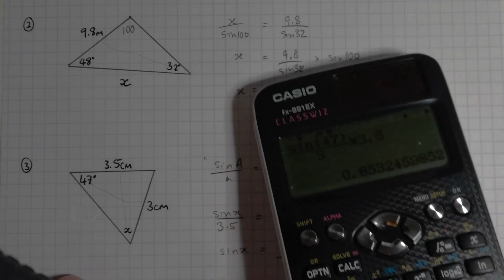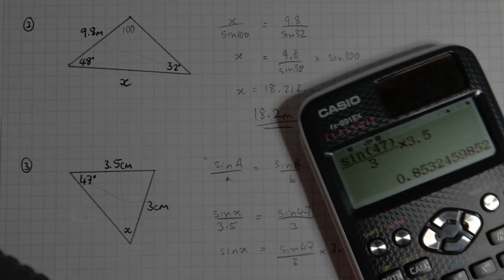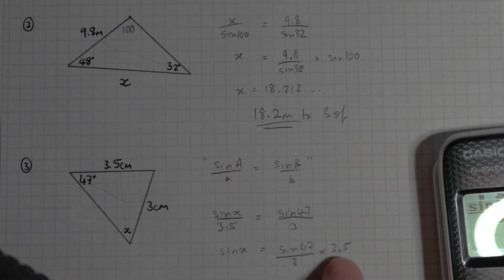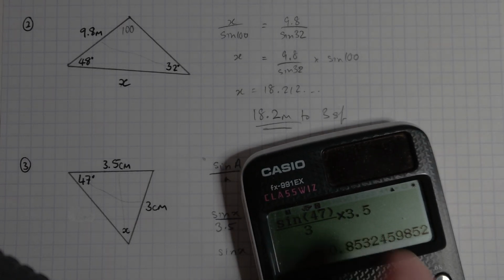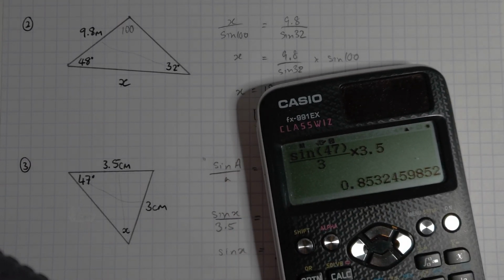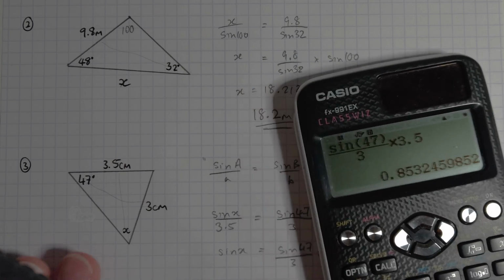Okay, it's hard to get everything on the screen all at once. However I hold it, I can't quite do it. So it was times by 3.5, times by 3.5. So I typed it in wrong initially. But there we go, I've got it right now. So 0.853, blah, blah, blah.